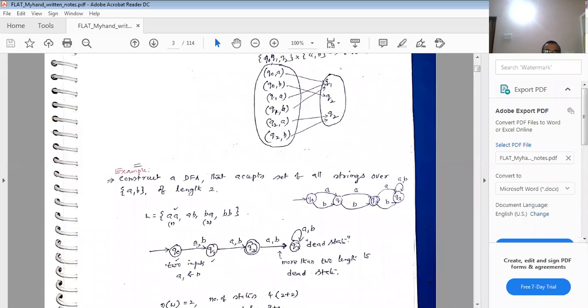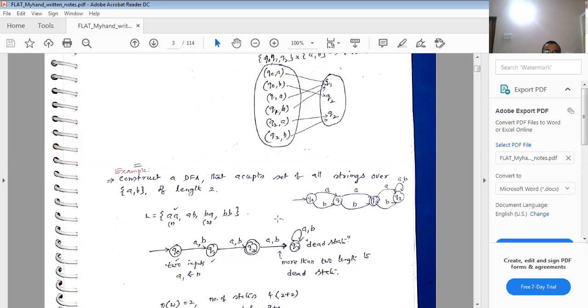So Q naught may be taking A or B. A is valid, B is also valid. It may begin with A or it may begin with B. From Q1, we may have A or B. Once A is the first symbol, then the forthcoming symbol may be A or B. If the first symbol is B, then the next symbol may be A or B. So therefore the first symbol is A or B, and the second symbol is also A or B.